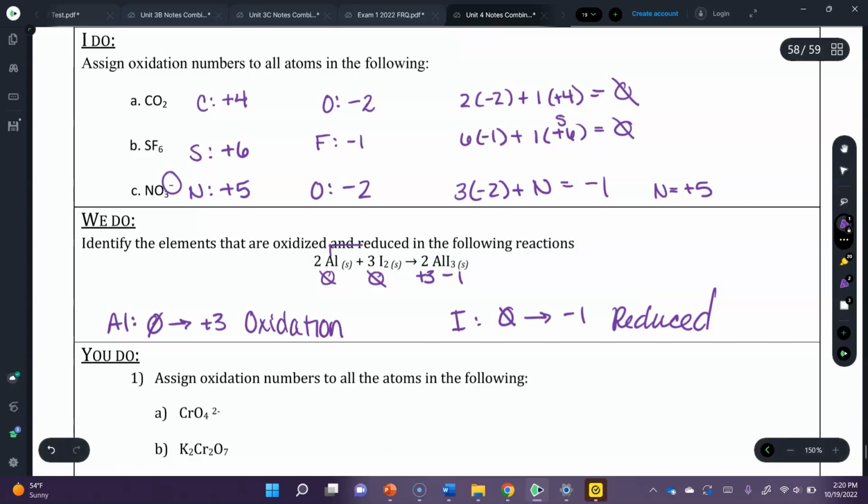Okay, looking at aluminum, we see that it goes from 0 to positive 3. That is a loss of electrons, so that is oxidation. Looking at iodine, we see that it goes from 0 to -1. That is a gain of electrons, so it is reduction, or it is being reduced.